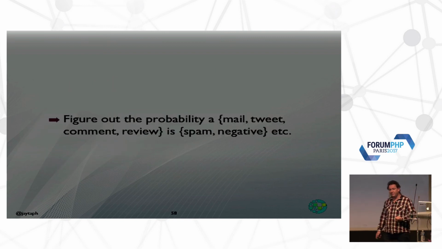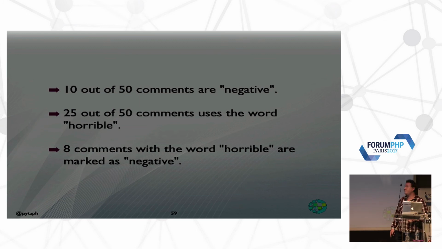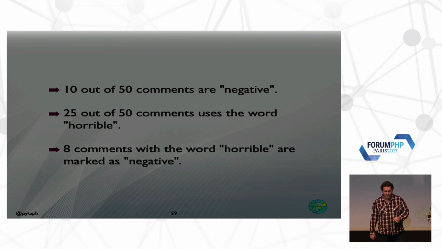Basically, what we're trying to do is figure out the probability if a mail or tweet or comment or review is spam or negative or something like that. So let's try it with a small example. Let's suppose I have a guestbook and I have 50 comments or reviews on that particular article. And 10 of those comments are marked as negative.